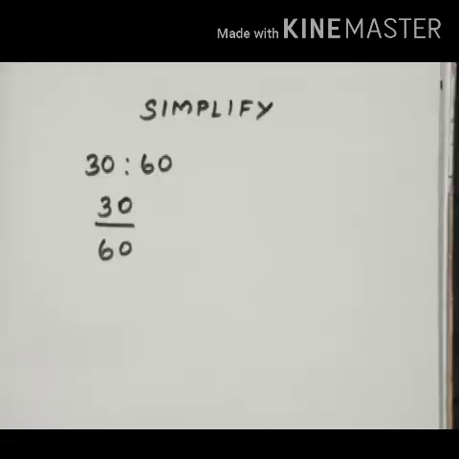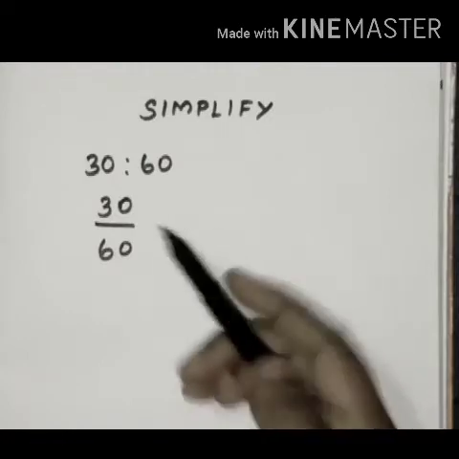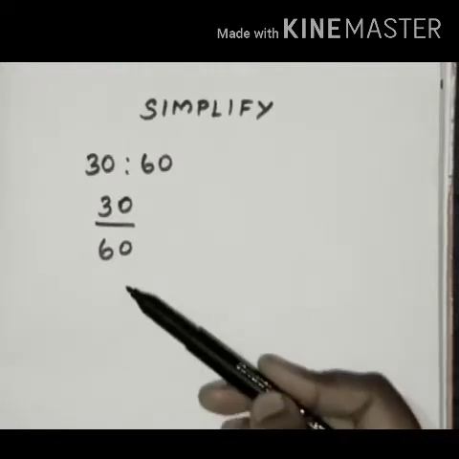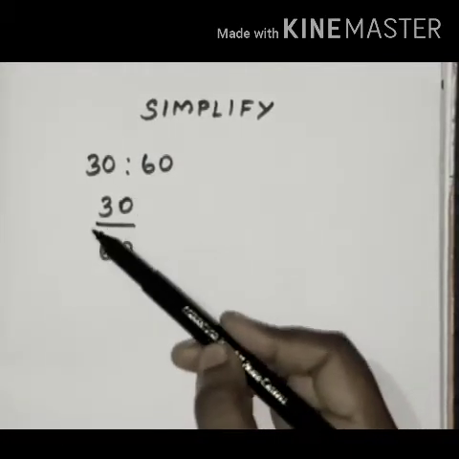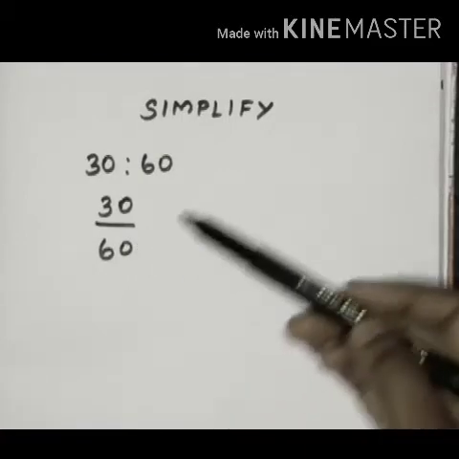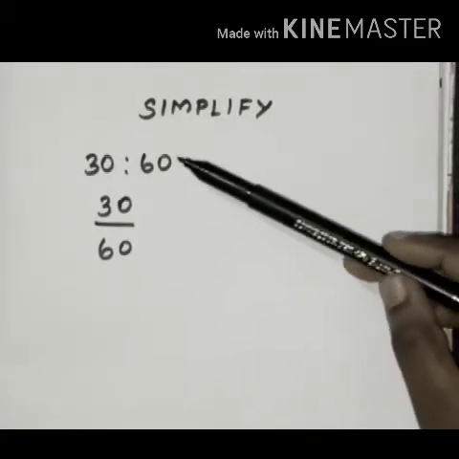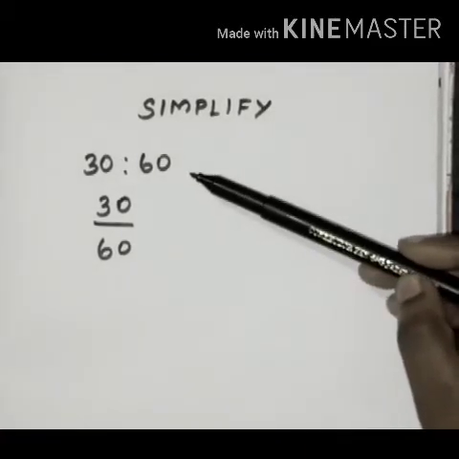Friends, now we are going to see what is meant by simplify and how to solve it. You will think, what is meant by simplify and how to do it? It is a simple process to reduce a fraction to its lowest term by cancelling the numerator and denominator. For example, here we have the ratio 30 is to 60.